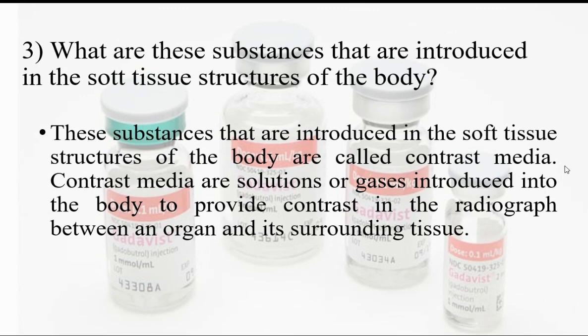Number 3. What are these substances that are introduced in the soft tissue structures of the body? These substances are called contrast media or contrast agents or contrast materials. Contrast media are solutions or gases introduced into the body to provide contrast in the radiograph between an organ and its surrounding tissue.